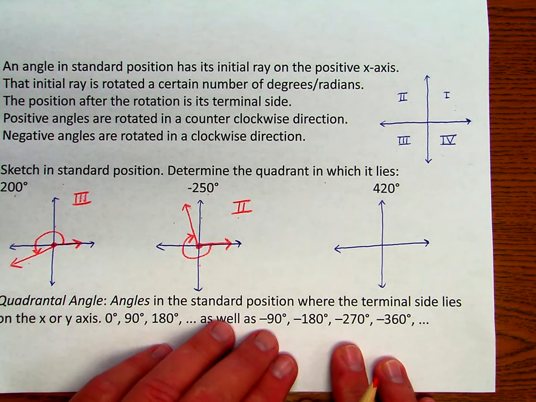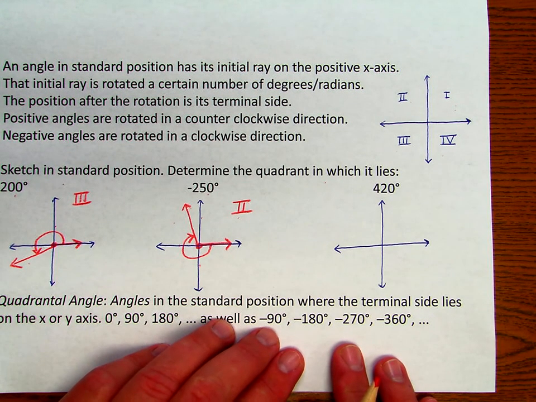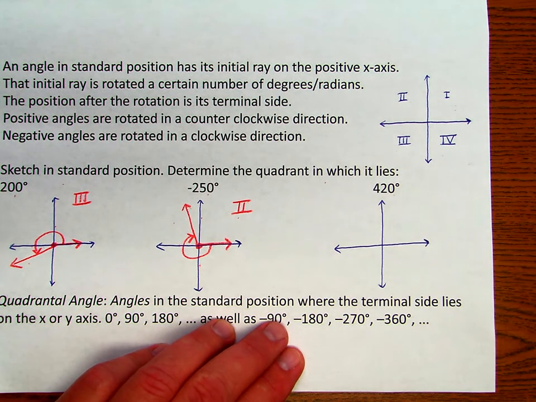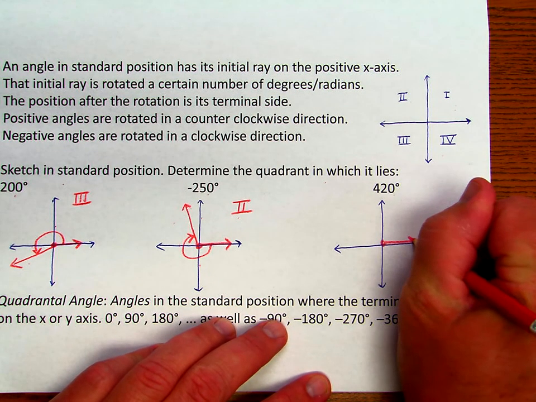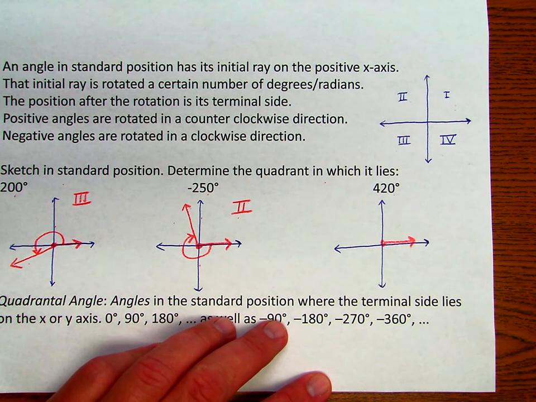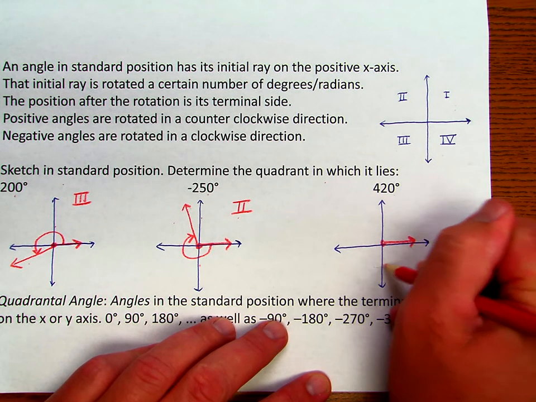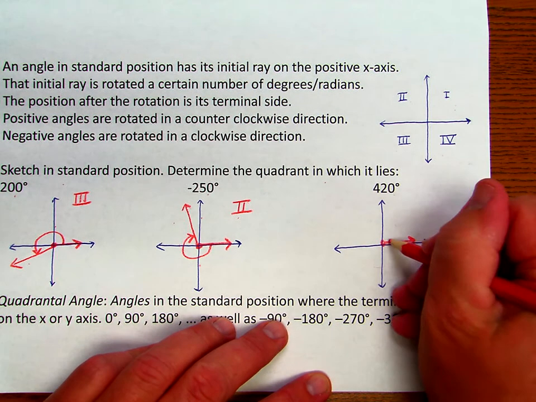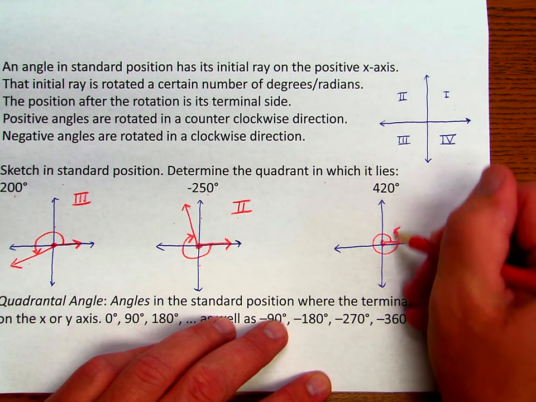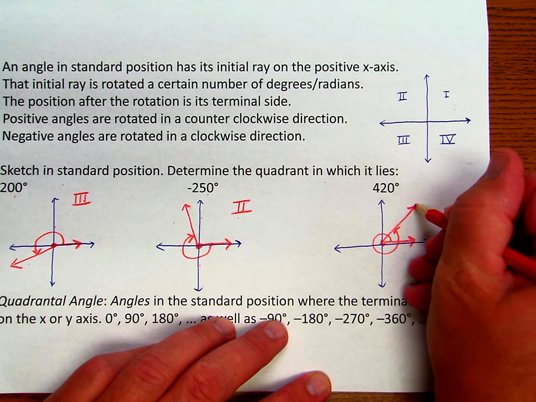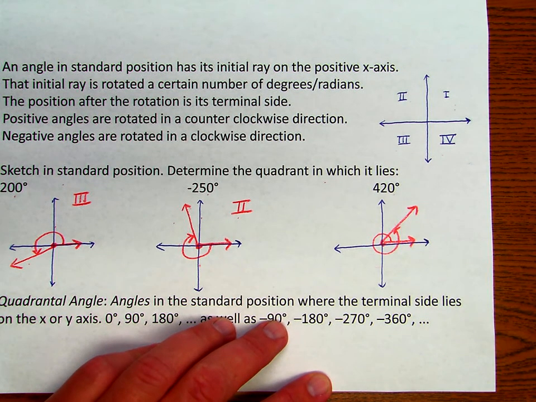Right, sometimes the rotation is more than one full rotation. For example, 420 degrees. Starting with the positive x-axis as the initial ray. Rotating in a positive direction goes this way. It would be a full 360 to get to here, and then we'd have to go 60 more. So it would land roughly there.